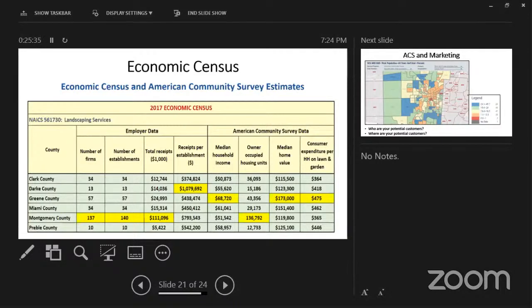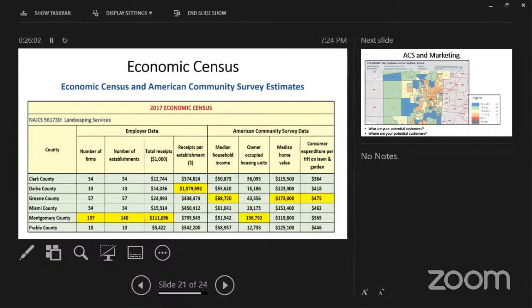And again, maybe I want to look at where are the most valuable homes, where are the highest dollar homes, because that's where I want to open my landscaping business to get the most for my buck, for instance. So Greene County has the highest median home value at 173,000.